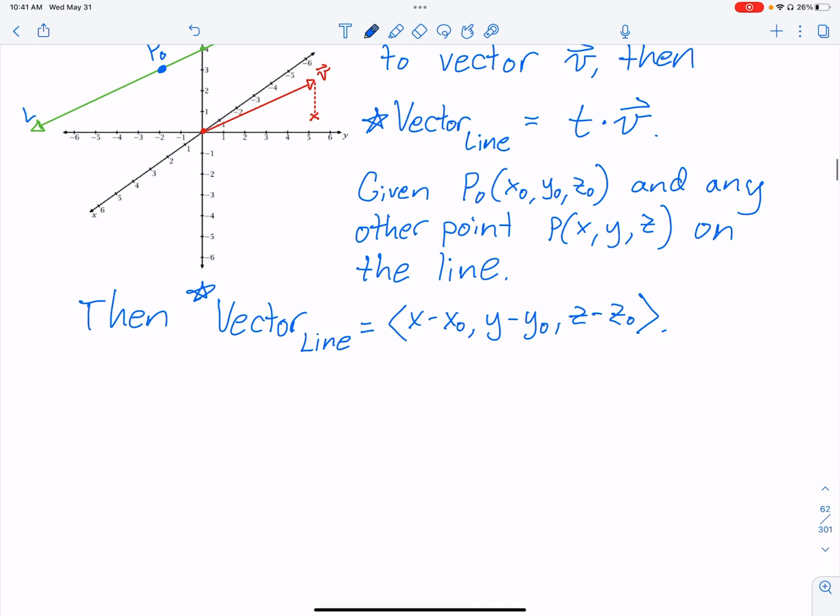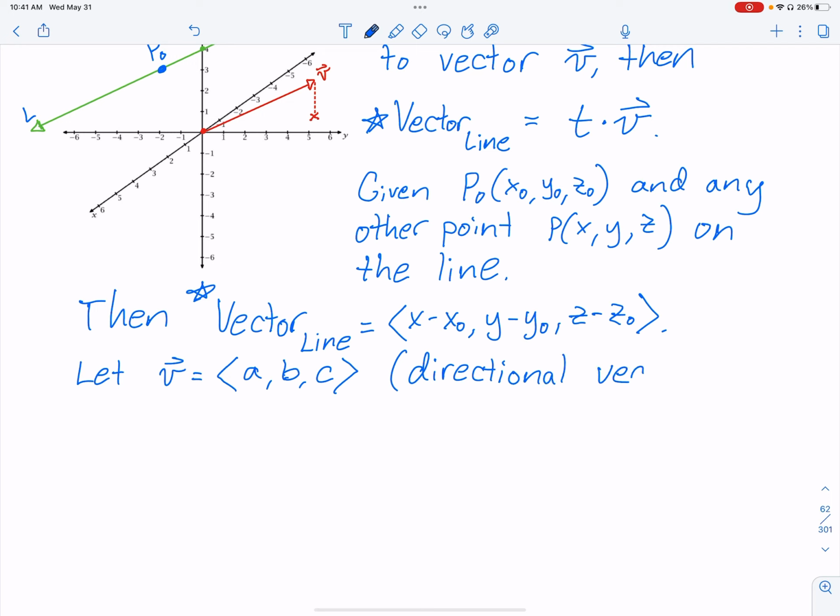All right, so one last thing, and then we can actually do a little bit of algebra. We're going to give vector V components. We'll call it A, B, C for vector V. This is going to be something we're going to use often. This is going to be the directional vector. This describes the way the line moves. This is, in a way, the slope of our line.